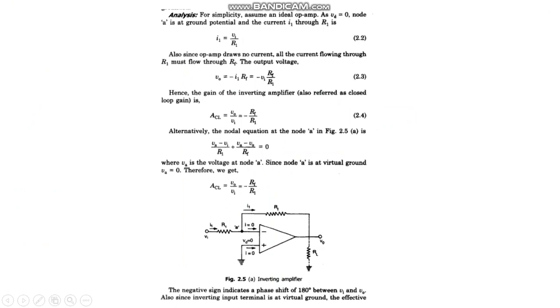This V0 to Vi is known as the open loop, the closed loop gain of the inverting amplifier. The closed loop gain, V0 to Va, is equal to minus Rf by R1 from this expression.